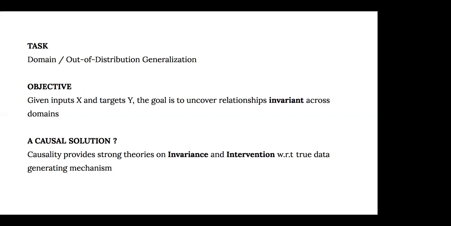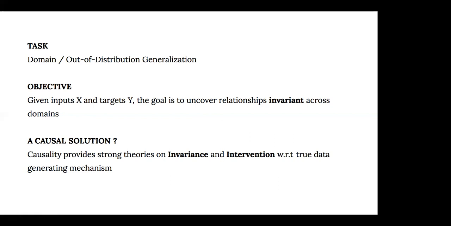we expect to find the one relationship that is invariant. Invariant means that it remains unchanged when we change the domains or the task. Okay, so why do we use a causal solution? The reason why people use causality in solving domain generalization is because there are strong theories on invariance and intervention with respect to the true data generating mechanism, right?